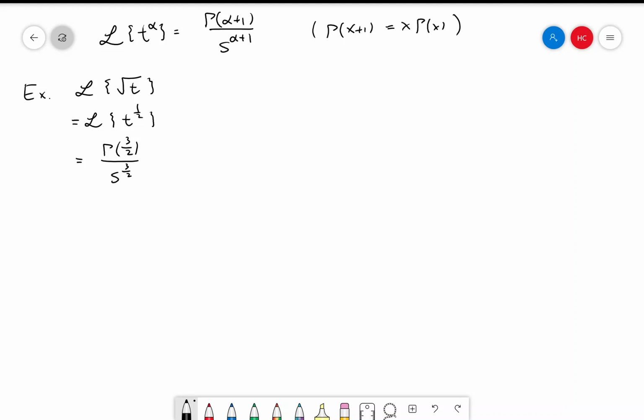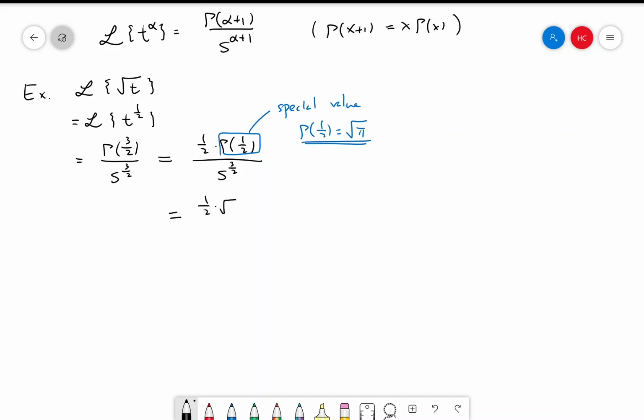We don't really know what the value of gamma of 3/2 is, so we use the property of the gamma function. So this is equal to 1/2 times gamma of 1/2. This is a very special value. You should know it by heart. Gamma of 1/2 is actually equal to the square root of pi. So now we can find the Laplace transform of this function. It's 1/2 times the square root of pi over s to the 3/2.